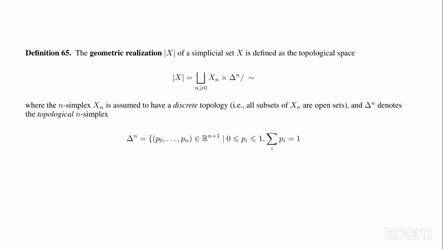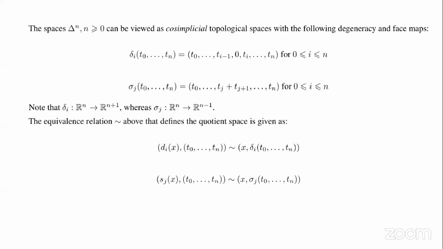Now, it's a very standard way of representing n simplices by basically taking n plus 1 real numbers that add up to 1, right? So you take n plus 1 real numbers. It's a standard way of representing topological simplices. So now with these spaces, what is the equivalence relation?